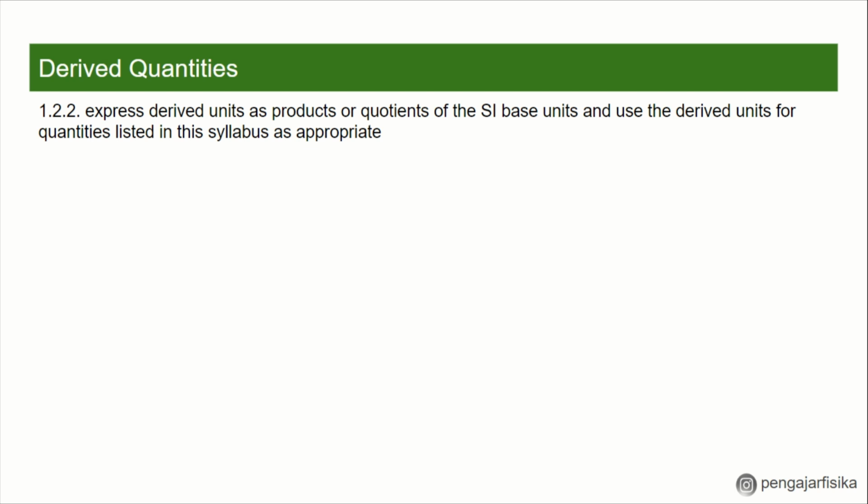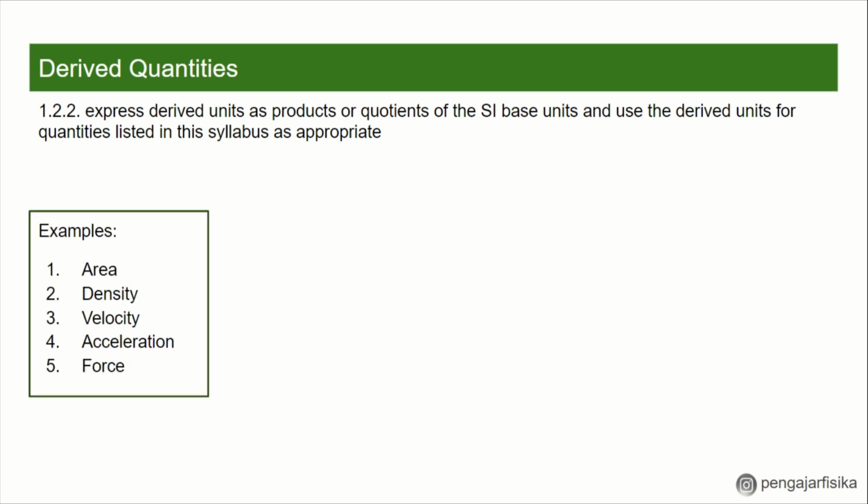The second learning objective is express derived units as product or quotient of the SI base units and use the derived units for quantities listed in this syllabus as appropriate. In addition to base units, we use derived units to express derived quantities such as area, density, velocity, acceleration, and force. These derived units are expressed as product or quotient of the SI base units.